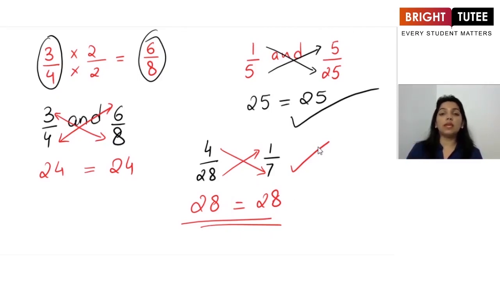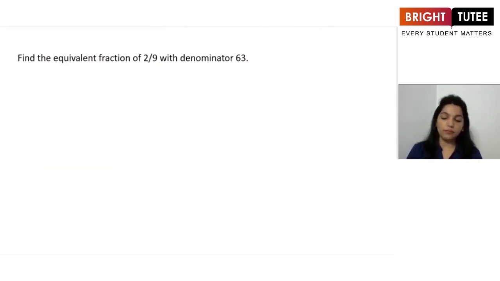We learned how to make equivalent fractions. Now we have learned how to check whether the given fractions are equivalent or not. Now let's do a question. It says find the equivalent fraction of 2 over 9 with denominator 63. So we are going to use those boxes in order to think.